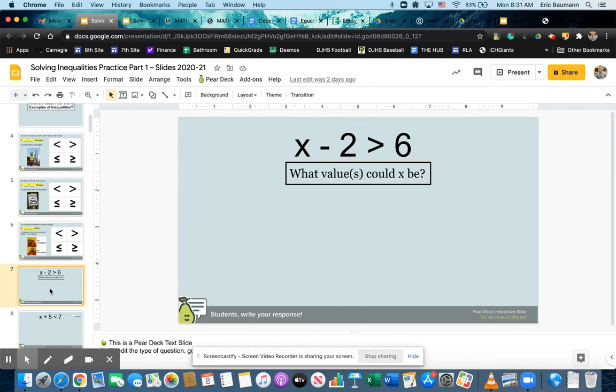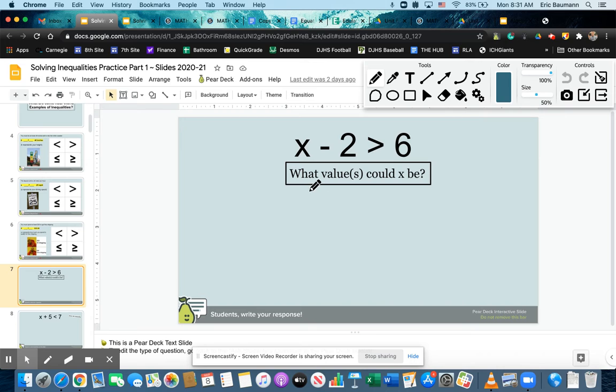So when we're talking about values such as this, inequalities can be solved the same ways we solve equations, right? We can solve it algebraically, okay? There are a couple different rules when we multiply and divide by negatives that we're going to talk about in a minute. So in this situation, x minus 2, to get x by itself, I'm going to add 2 to both sides, right? That means x has to be greater than 8, right?